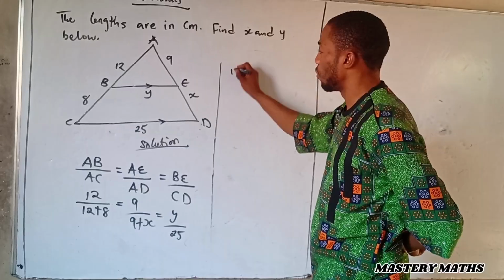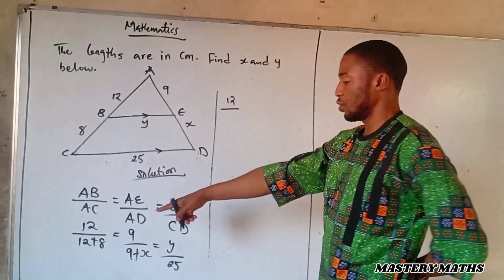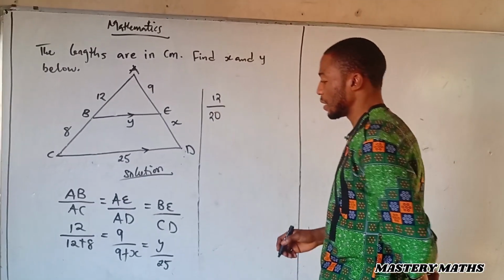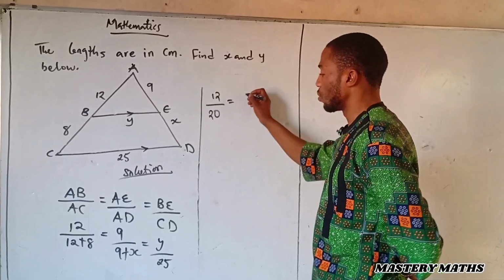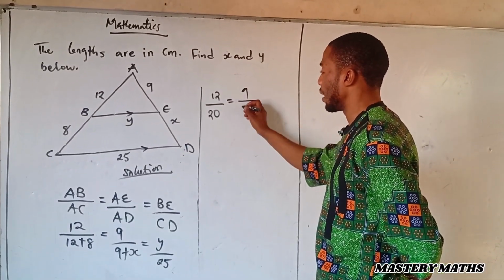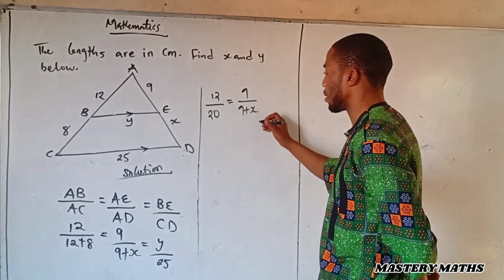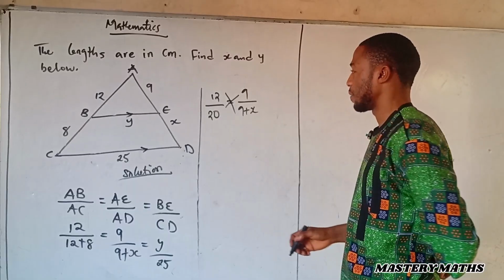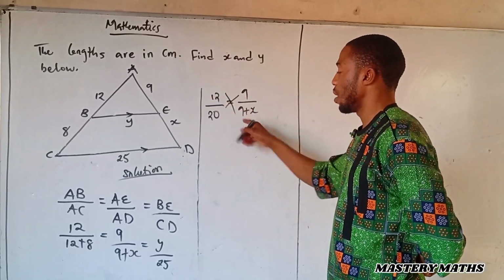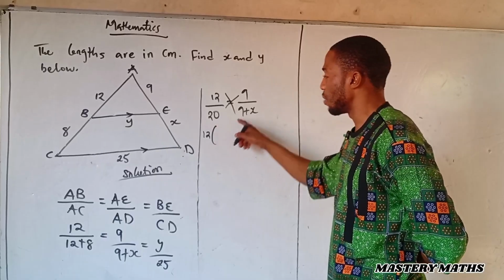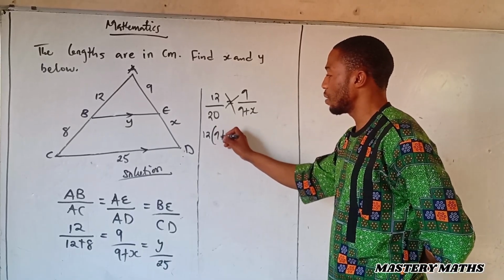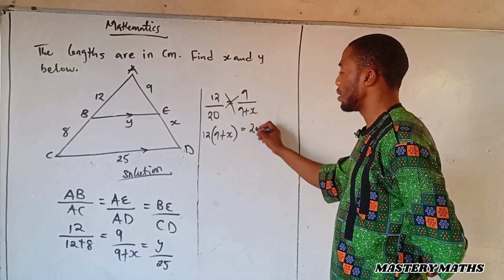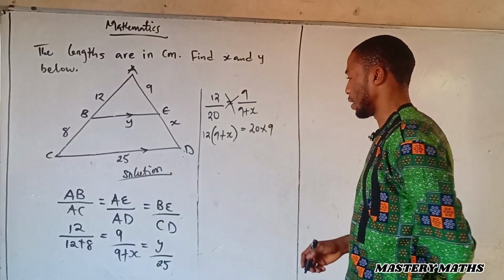Here it will be 12 over 12 plus 8, which gives us 20, equal to 9 over 9 plus x. So what should I do? Cross multiply. Now you have 12 times, open a bracket, 9 plus x, close the bracket, equals 20 times 9.